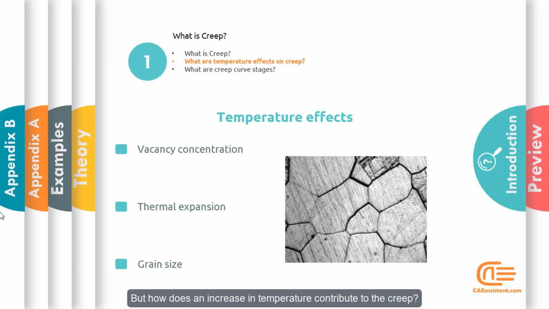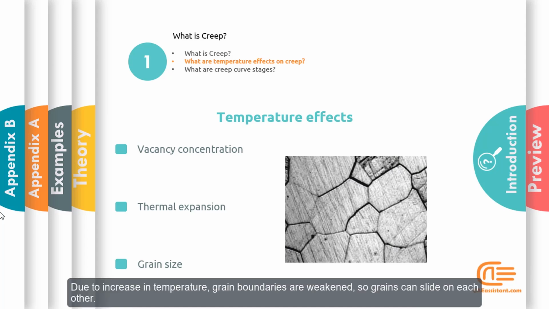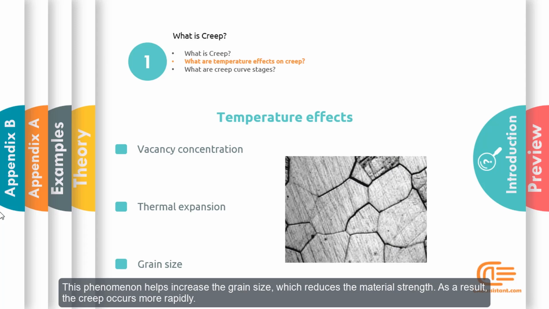But how does an increase in temperature contribute to the creep? Due to increase in temperature, grain boundaries are weakened, so grains can slide on each other. This phenomenon helps increase the grain size, which reduces the material strength. As a result, the creep occurs more rapidly.